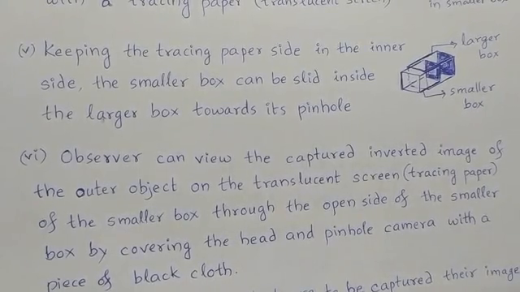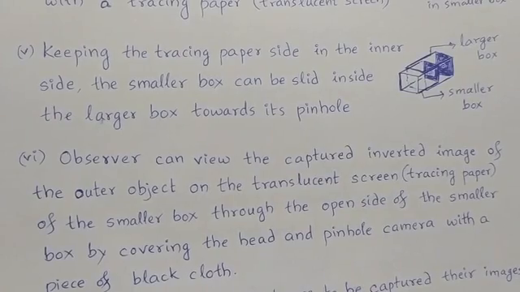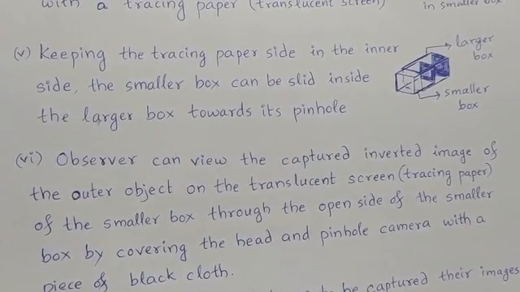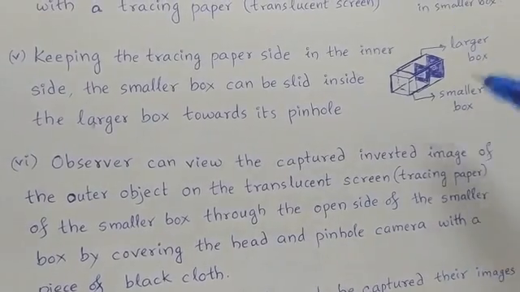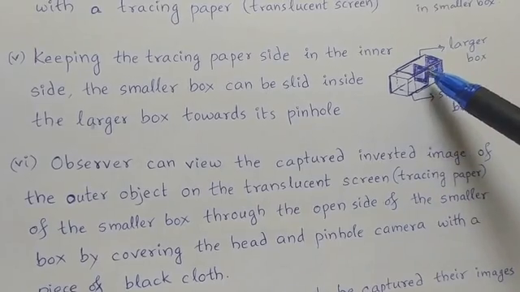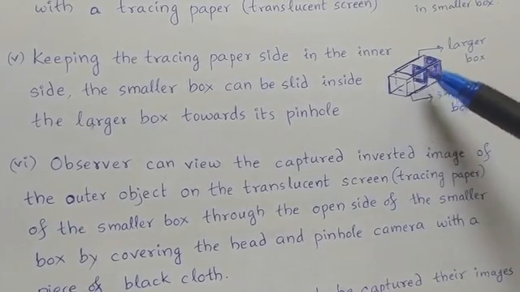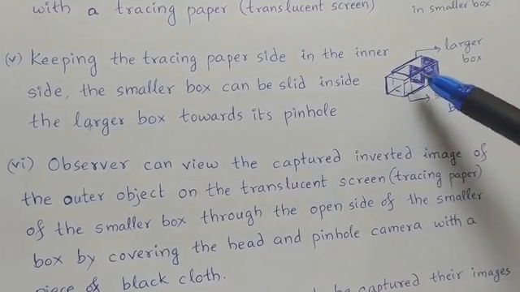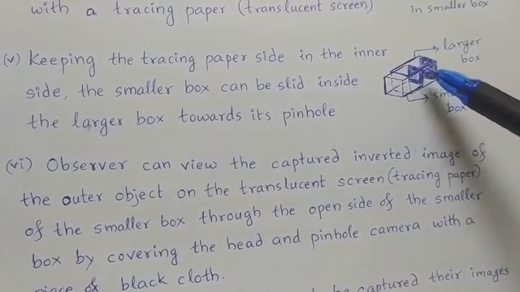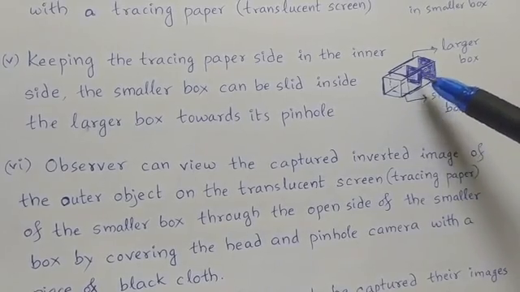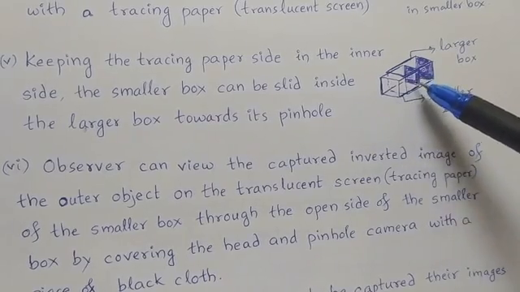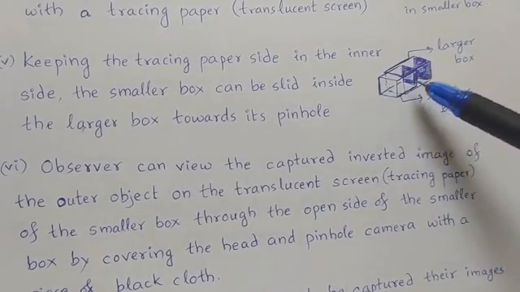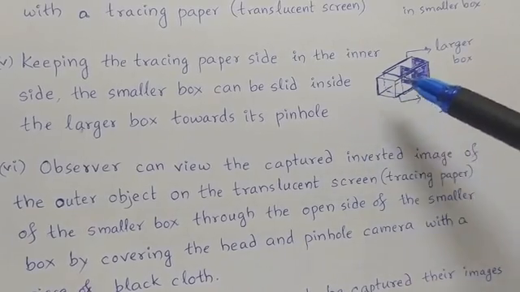So keeping the tracing paper side in the inner side, the smaller box can be slid inside the larger box towards the pinhole. See, keeping the tracing paper side in the inner side. The smaller box has two sides, one open and one closed. In that closed one, you have covered the square cut with the tracing paper. So keeping this tracing paper side in the inner side of the larger box, the smaller box can be slid.